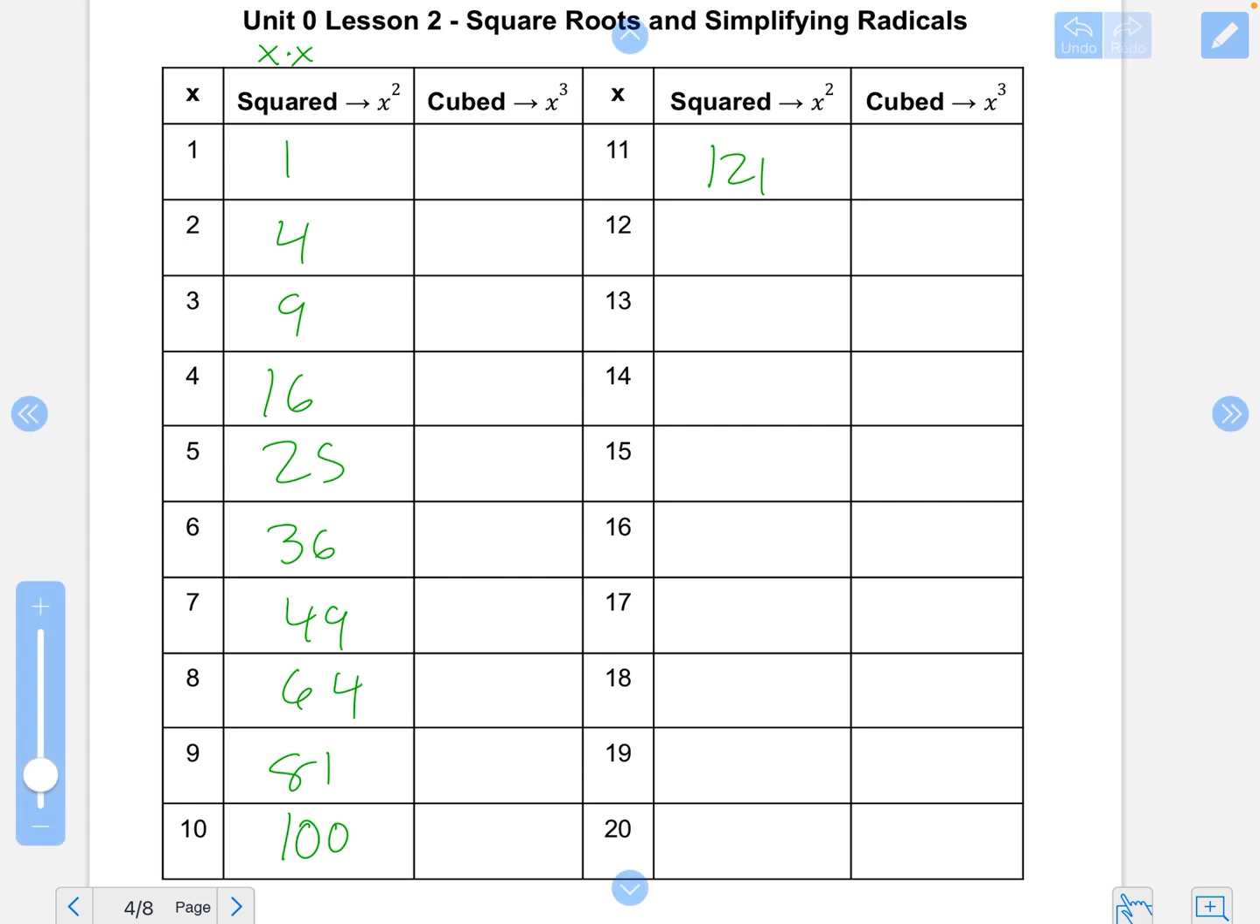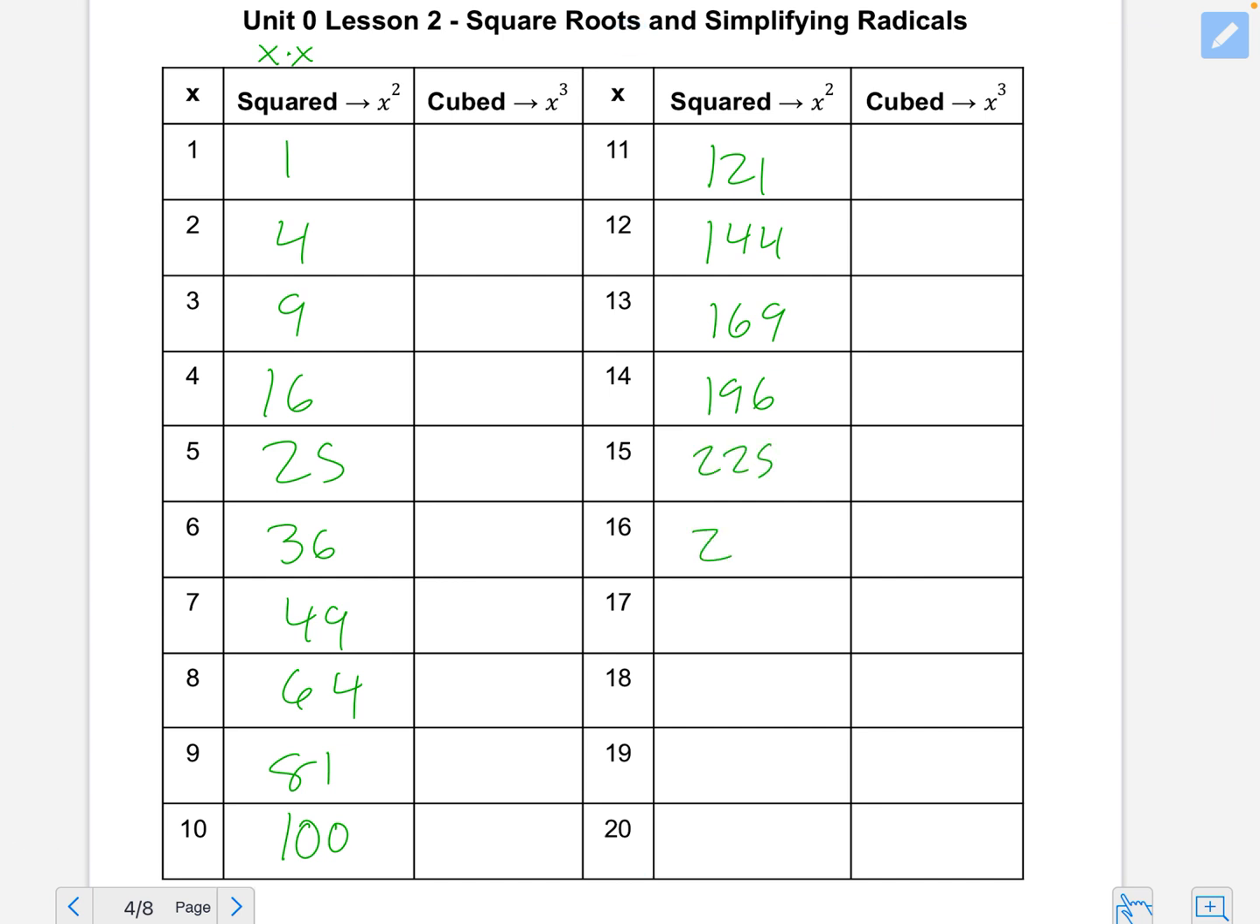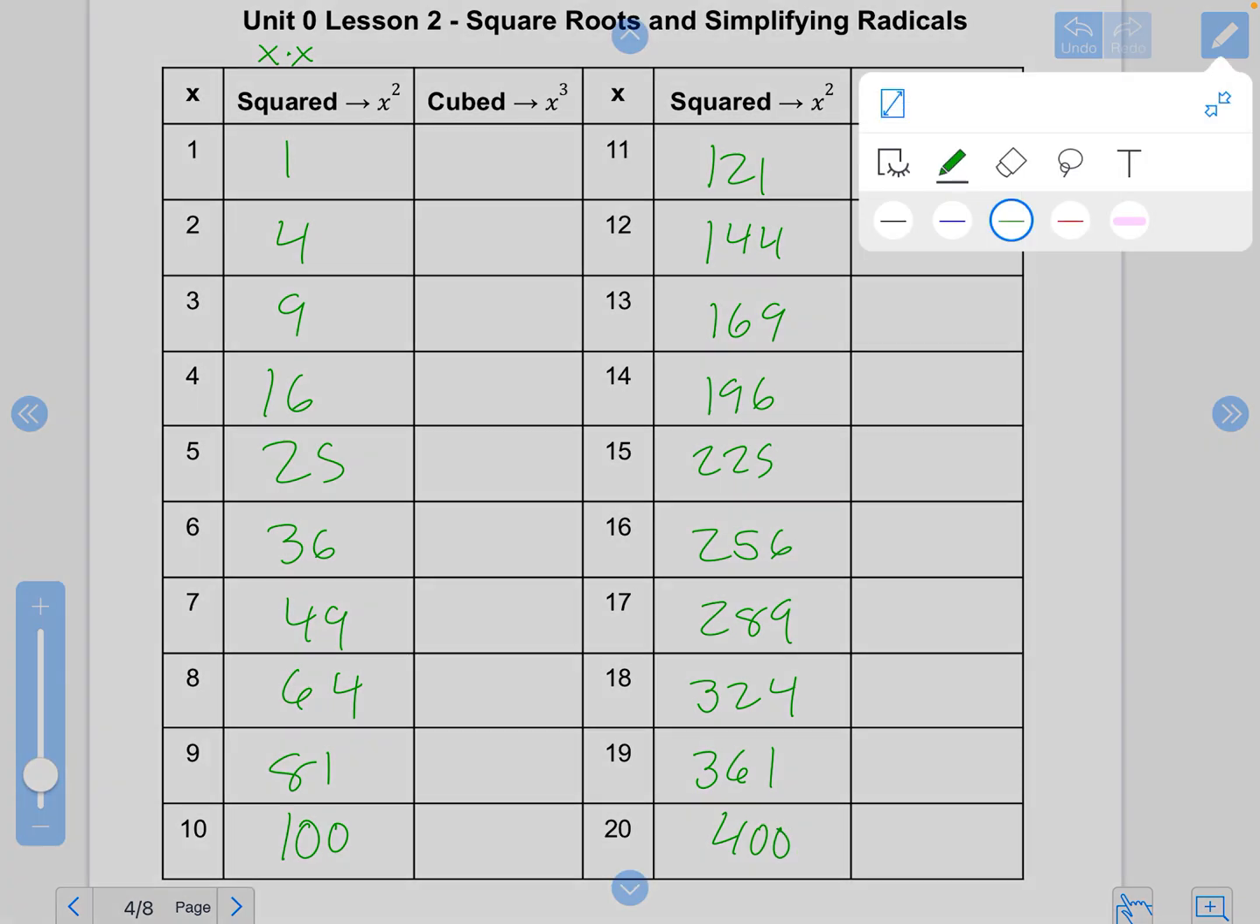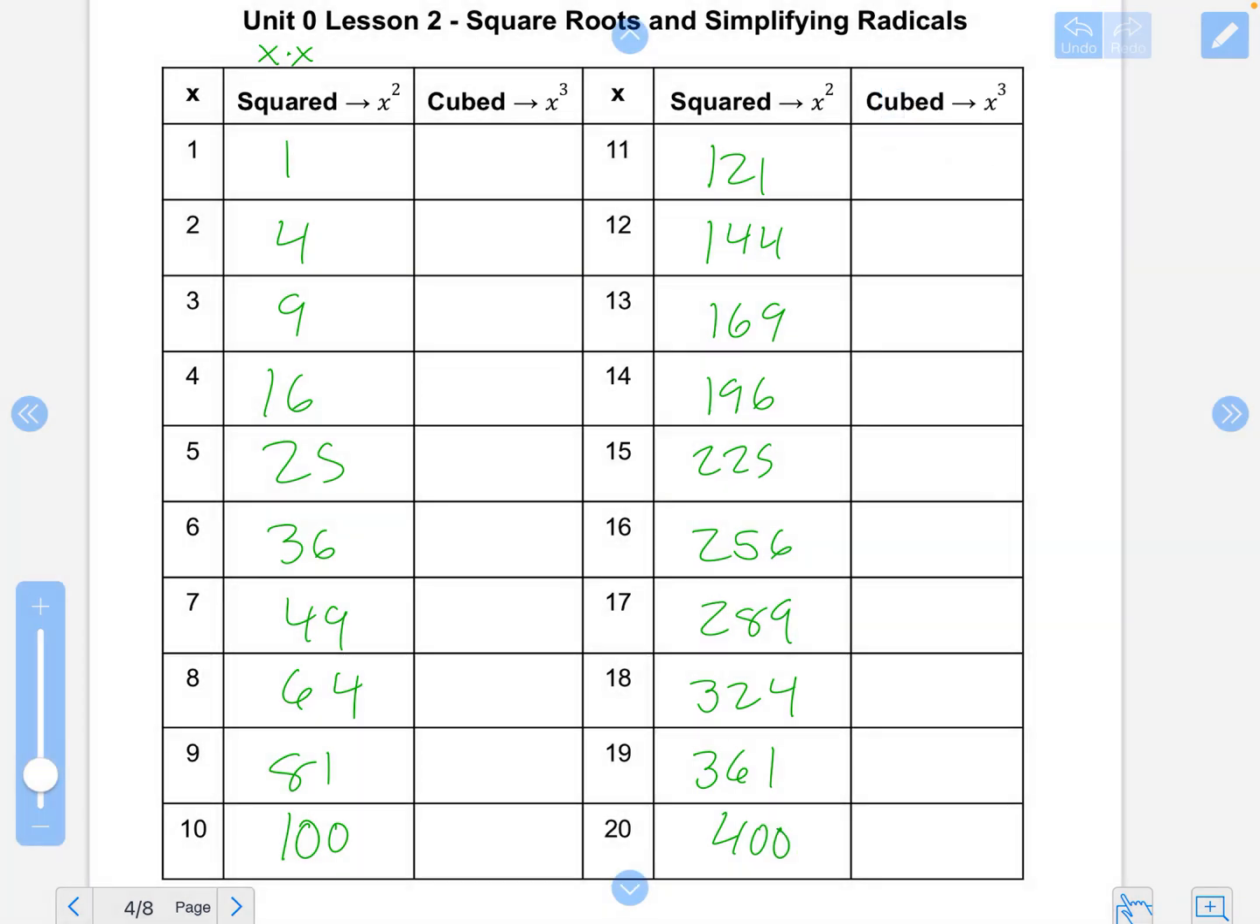We have 121 is 11 squared, 144 is 12 squared, 169, 196, 225, 256, 289, 324, 361, and then finally 400. And those are our perfect squares from 1 to 20.